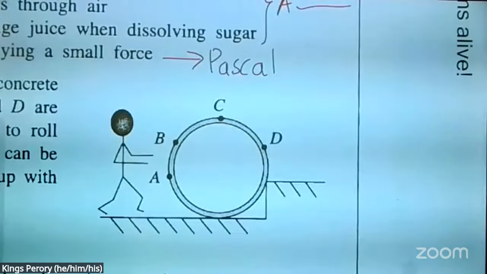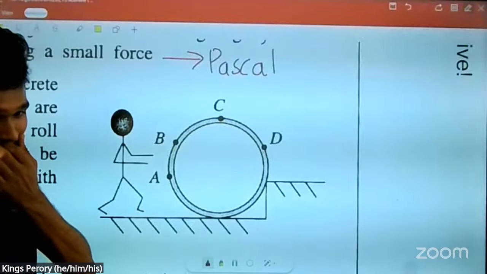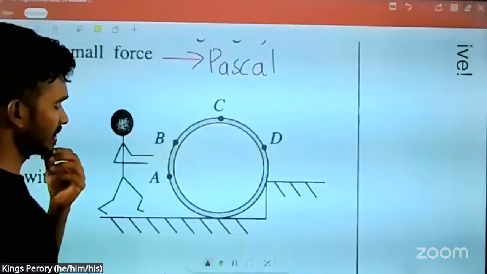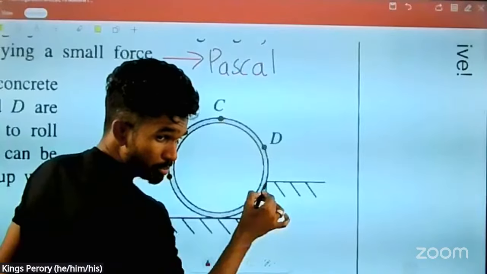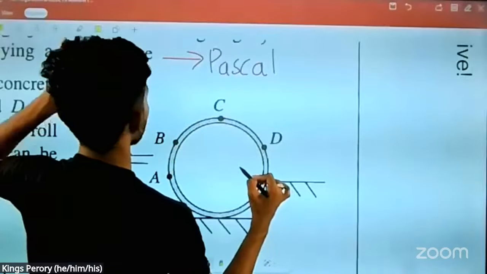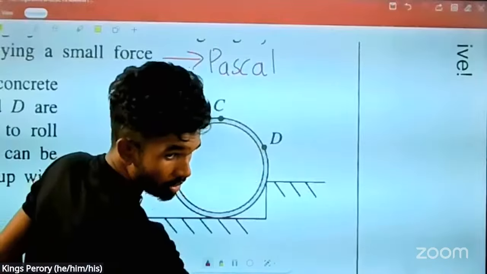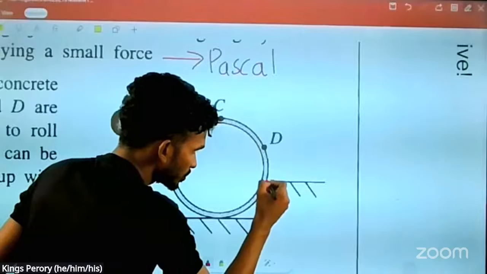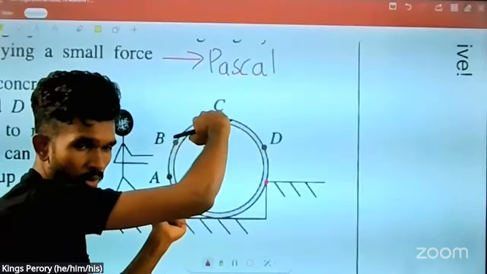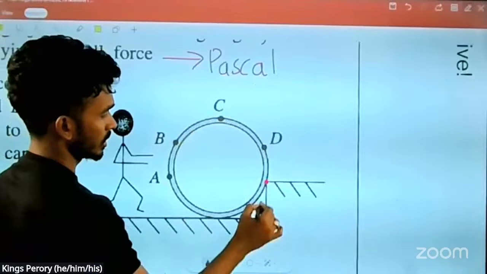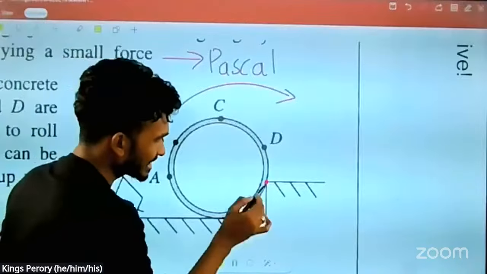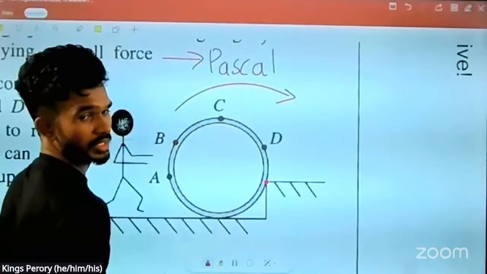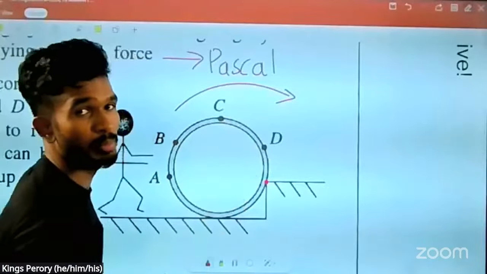From where can you roll it with the lowest force? Maybe with practical knowledge, you can tell the answer. Scientifically, this is the answer. Around this point only, the concrete ring should roll. Around that point, it has to roll and go up, which means that is the pivot point.